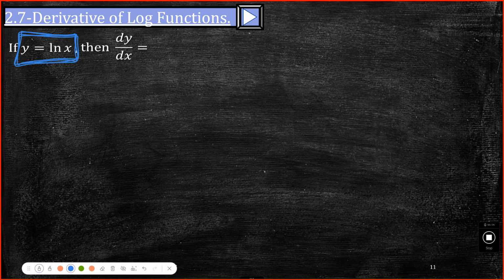We'll do a proof next week sometime. We'll prove why this is true. So what do you guys think the derivative of ln x is? And the answer is 1 over x. The derivative of ln x is 1 over x.